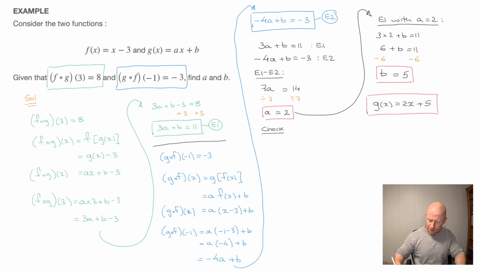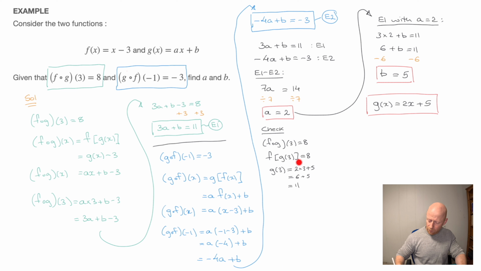There we go. And I'll start by checking that f of g of 3 equals 8. Now, to evaluate f of g of 3, I can do that in 2 steps. The first step would be to figure out what g of 3 is. Indeed, and I can do that by using the fact that g of x equals 2x plus 5. So g of 3 would be 2 times 3 plus 5, which is equal to 6 plus 5. In other words, g of 3 is equal to 11.